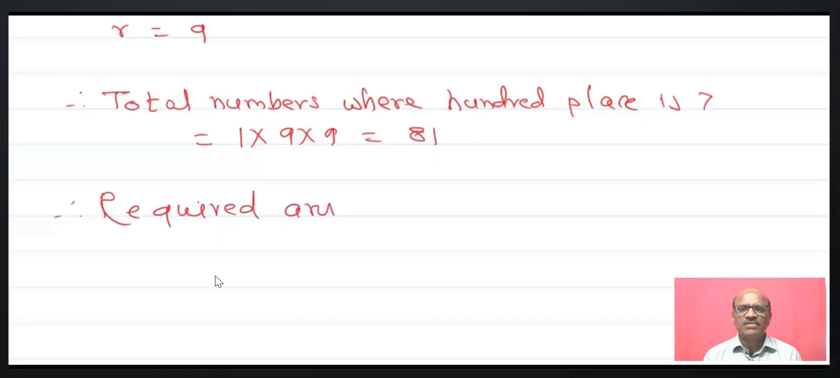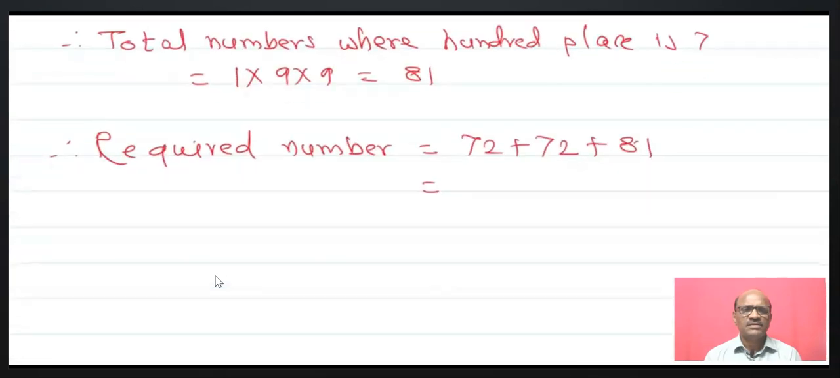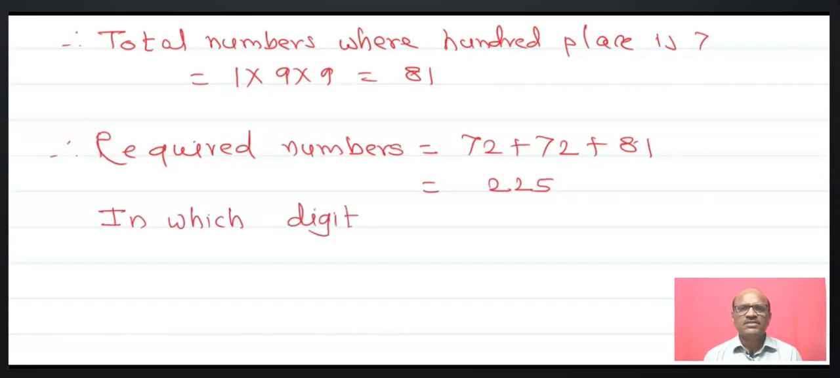Therefore, the required number is equal to 72 plus 72 plus 81. That is equal to 225. It's very simple, numbers in which digit 7 occurs exactly once.